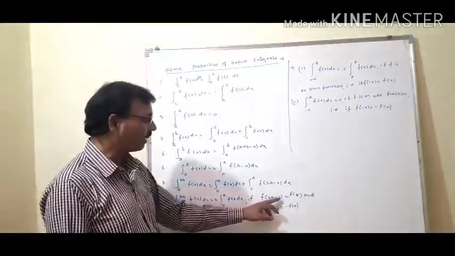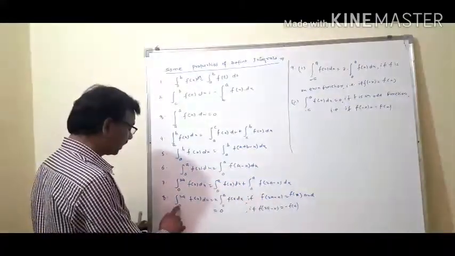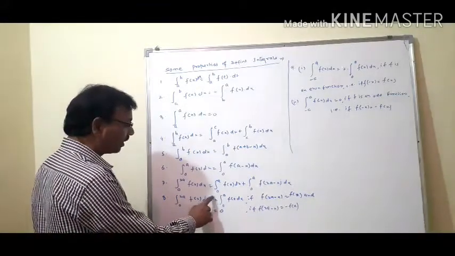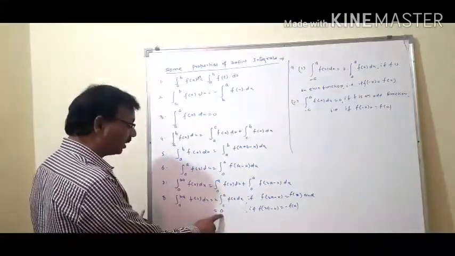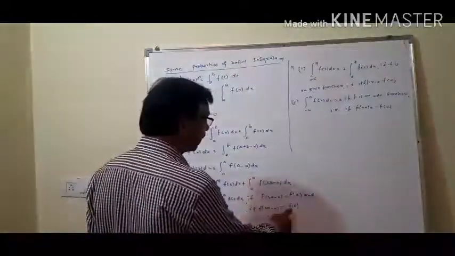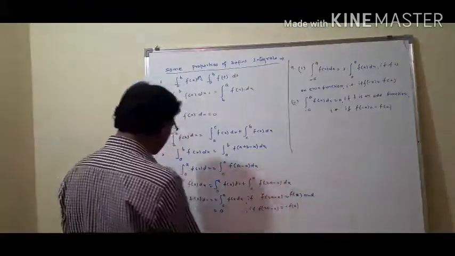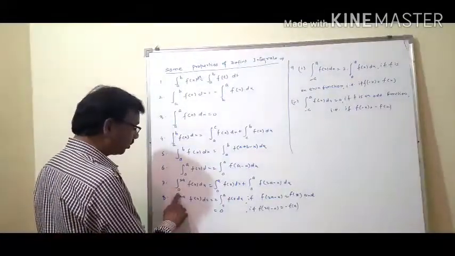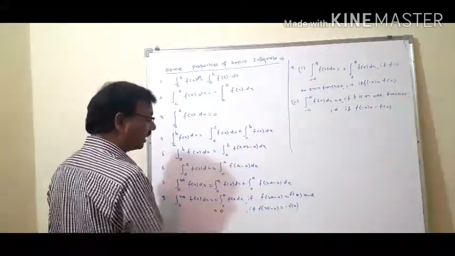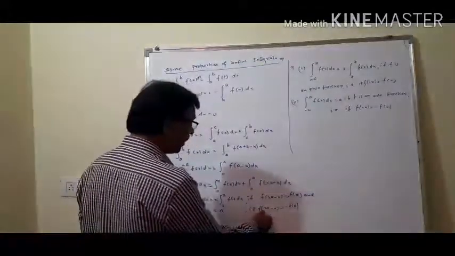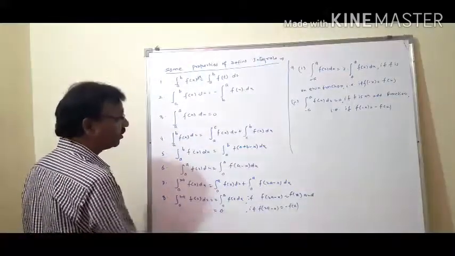Eighth property: the integral from 0 to 2a of f of x dx equals 2 times the integral from 0 to a of f of x dx, if f of 2a minus x equals f of x. And this will be equal to 0 if f of 2a minus x equals minus f of x. That means if f of 2a minus x equals f of x, then the integral from 0 to 2a of f of x dx equals 2 times the integral from 0 to a of f of x dx, and if f of 2a minus x equals minus f of x, then this integral will be equal to 0.